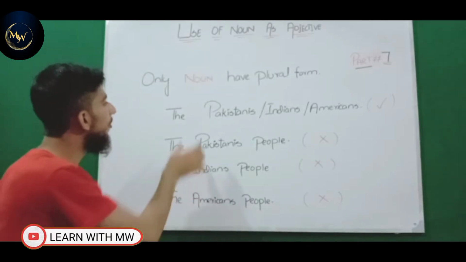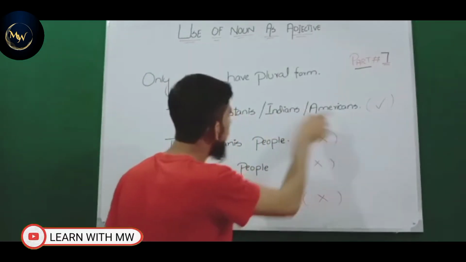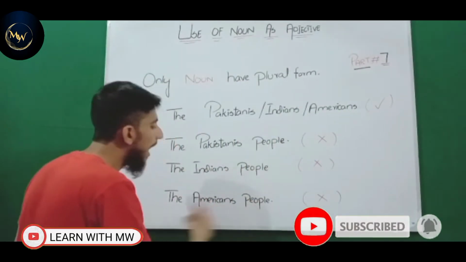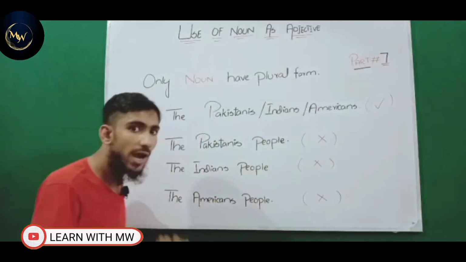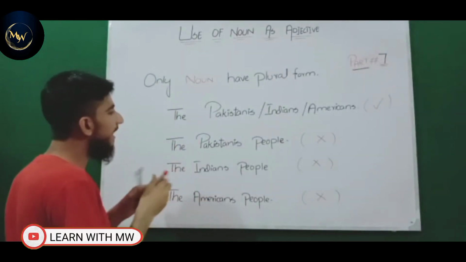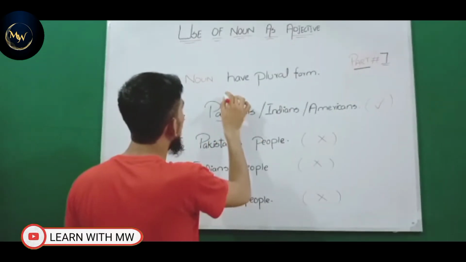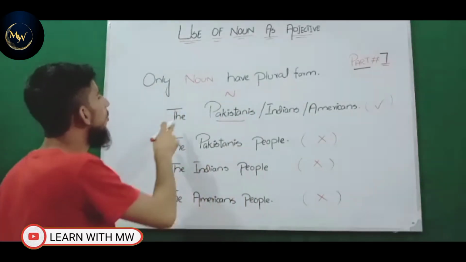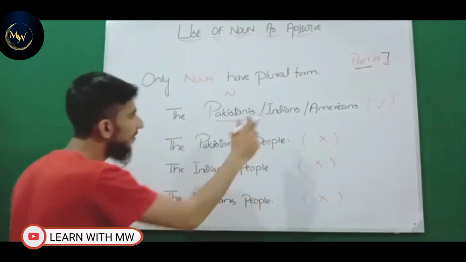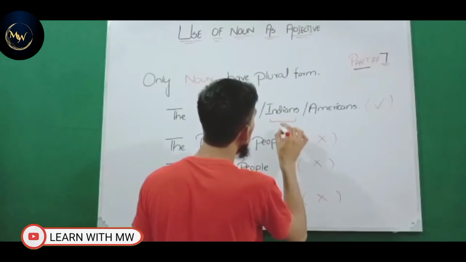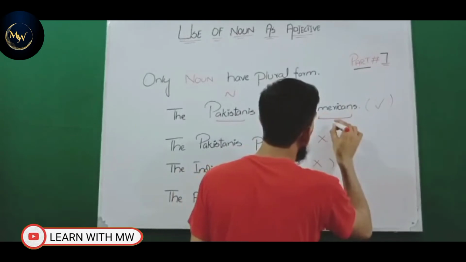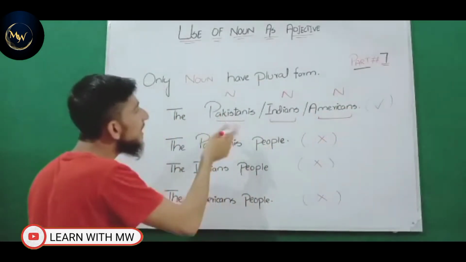So viewers, I have written on the board the Pakistanis, the Indians, the Americans. These are basically right, but the Pakistanis people, the Indians people, the Americans people are basically wrong. Why? The answer is the same reason: only nouns have plural form in English grammar. In this sentence, the Pakistanis is basically a noun because it is a name, and we have discussed only nouns have plural form. So that's why it's right. Indians is again a noun. The same is the reason with Americans. So Americans are basically nouns. All of these are countable nouns.